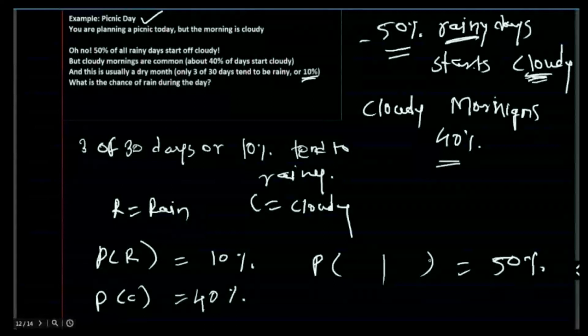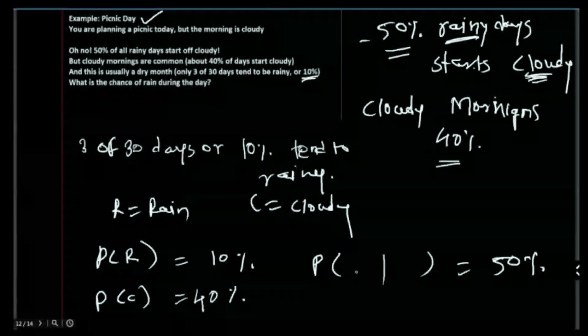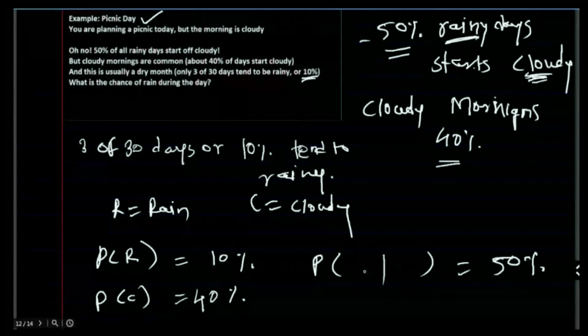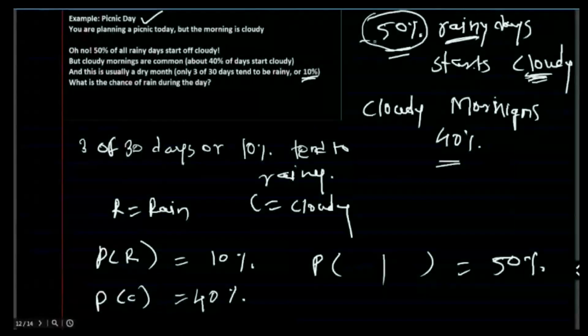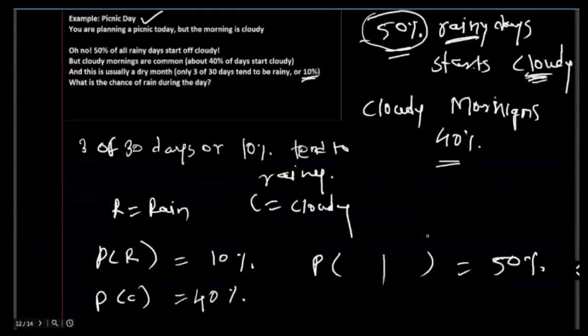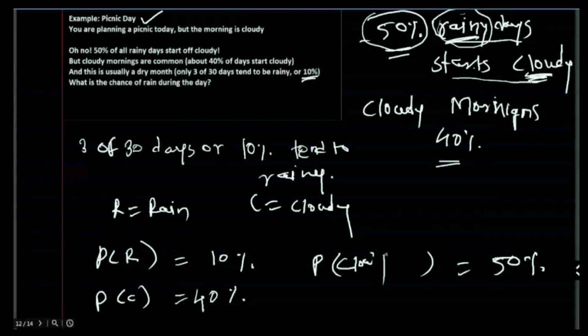Now can you tell me how it can be written? Where it should be rain and where it should be cloud. Whether it is probability of rain given cloud or probability of cloud given rain. Just read it. It says that a rainy day starts cloudy. So we know that it is a rainy day, and it starts cloudy. So it is probability of cloud given rain. Let me write this as C given R.